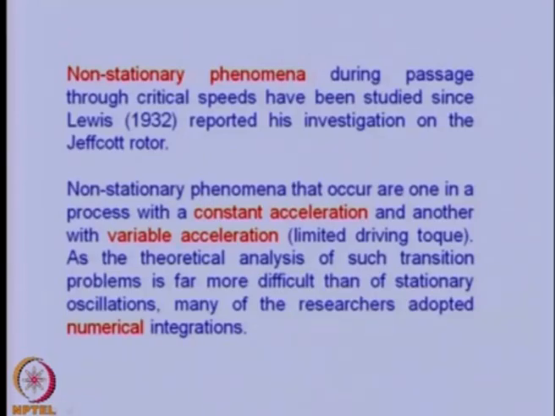The non-stationary phenomena during passage through critical speeds have been studied since Lewis in 1932 reported his investigation on the Jeffcott rotor. Non-stationary phenomena that occur are one in a process with a constant acceleration and another with a variable acceleration, in which we have a limited driving torque. The theoretical analysis of such transitional problems is far more difficult than stationary oscillations. Many of the researchers have adopted numerical integration.